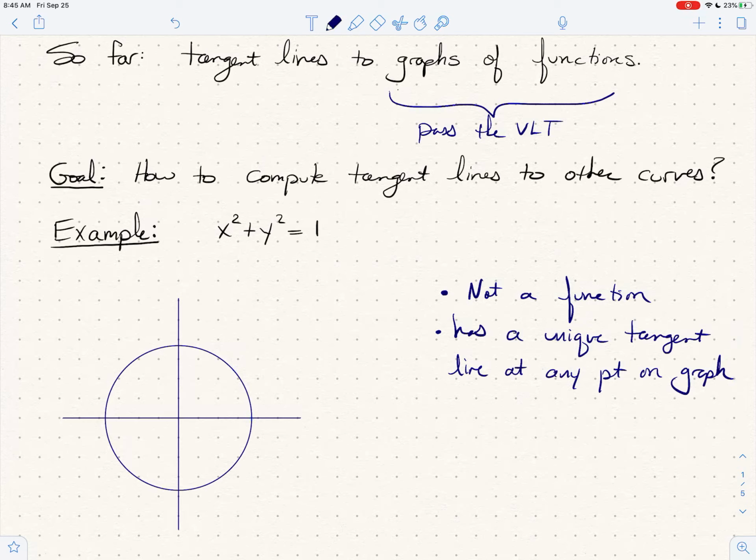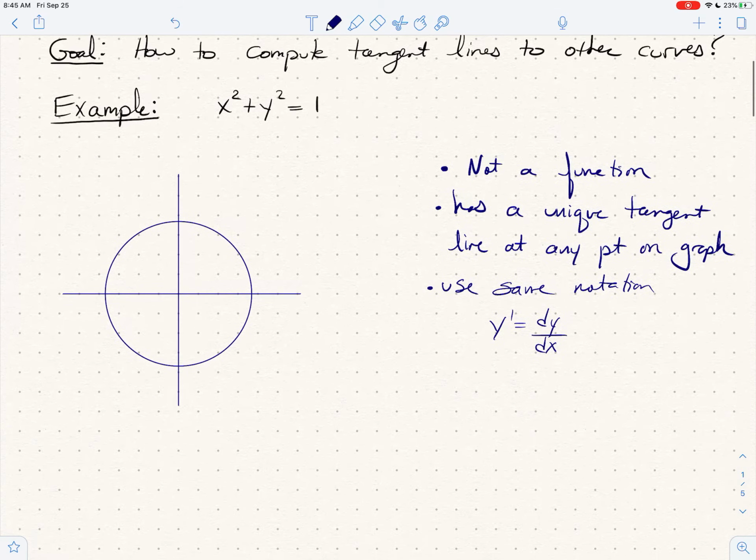And so we're going to be able to find it, and we're going to use the same notation. So let's write down that we'll use the same notation as before, and the notation is like y prime, or change in y over change in x, so dy dx. This is going to refer to the slope of the tangent line. All right, it's just the derivative when we use that notation.